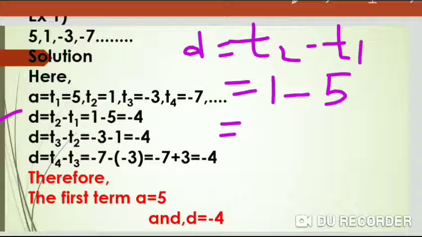Okay. Now see 5 minus 1 is equal to 4 and the sign is plus minus is equal to minus. That means here we get value of d is equal to minus 4.